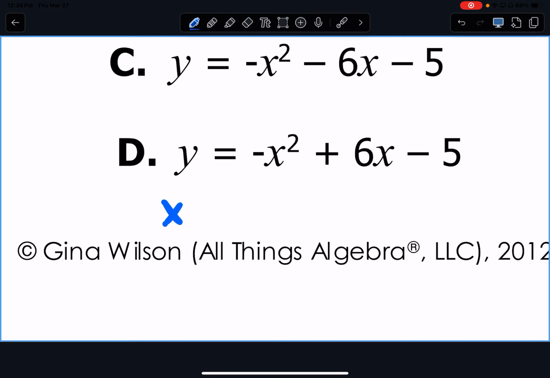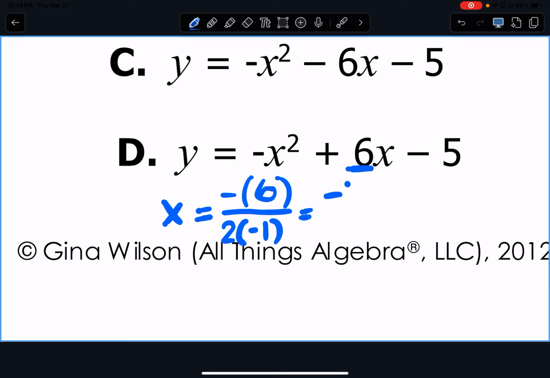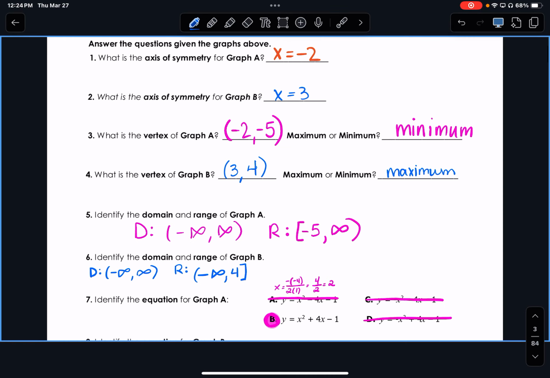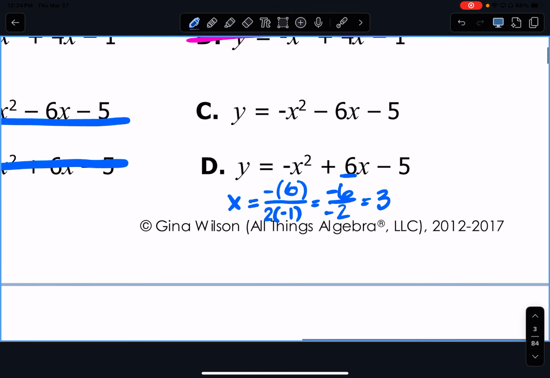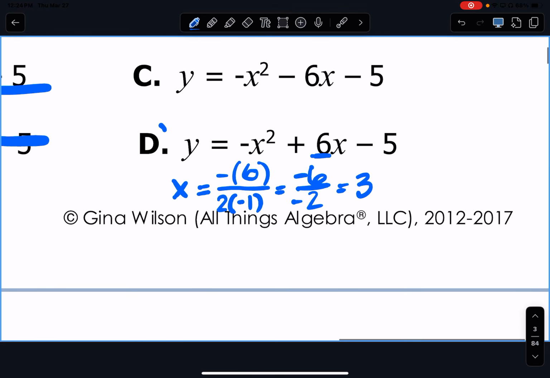So, we'll do X is equal to negative B over 2 times A. What is B? 6. 6 is our B. It's in the B spot. What is A? So negative 6 divided by negative 2 is? Positive 3. Is that the axis of symmetry for graph B? Yes, it is. So that is our answer.